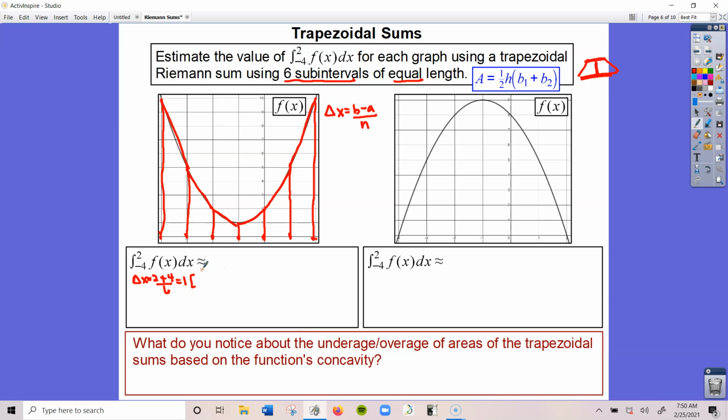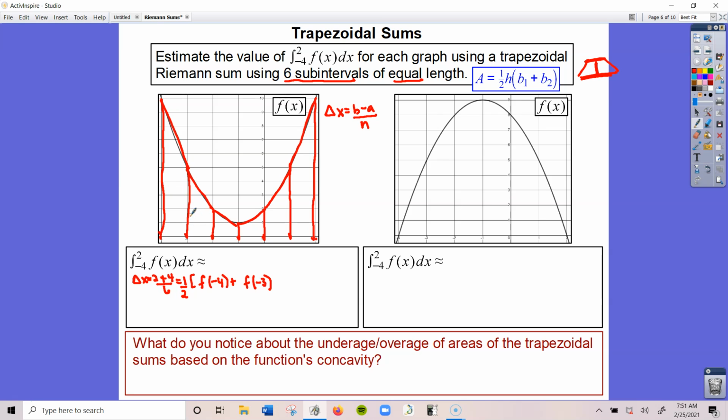Now, how would we write this out? So for each trapezoid, we have to add base 1 plus base 2. And then we have the height here. Oh, and I forgot about the 1/2. So it's 1 times 1/2. So we'll just write 1/2, right? Because the area of a trapezoid is 1/2 times the height. So my first base is f of -4 plus f of -3, because that is my first trapezoid.